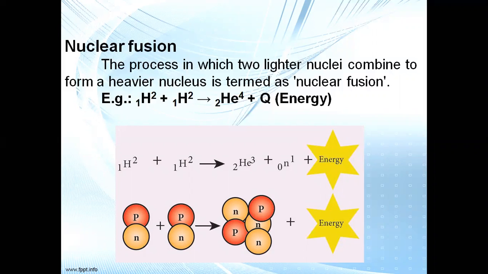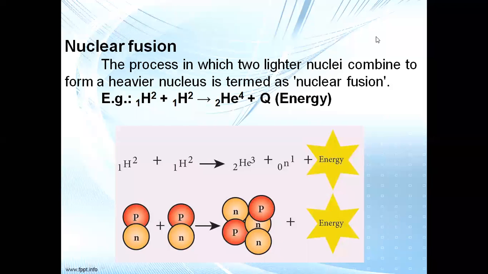For example, hydrogen 1H2 plus 1H2. These are two lighter nuclei that combine to form a heavier nucleus, that is helium, and an amount of energy is released. This is explained in the picture form: 1H2 plus 1H2 gives 2He3 plus 0n1 plus energy.